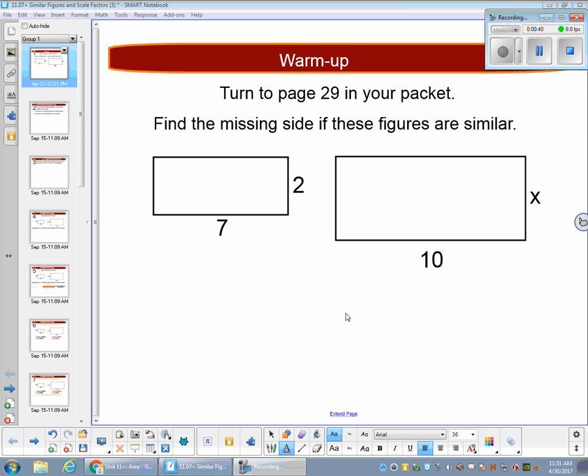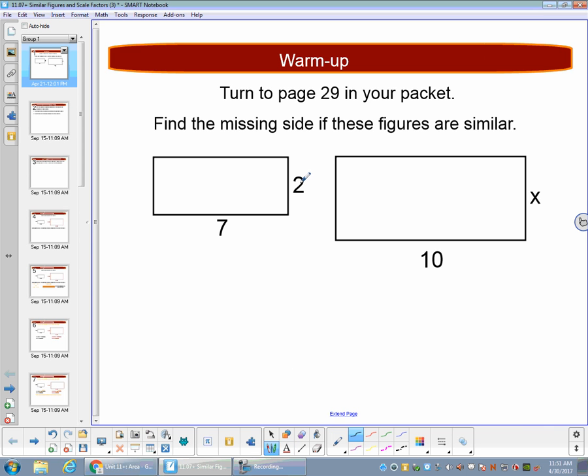All right, hopefully you guys are done with this problem. There are multiple ways that you could set this up. You could match the 2 up with the x, so you could say 2 over x is going to equal 7 over 10. Now, some people would do 7 over 2 is equal to 10 over x, or 2 over 7 equals x over 10. All of those are legitimate ways of solving this problem.